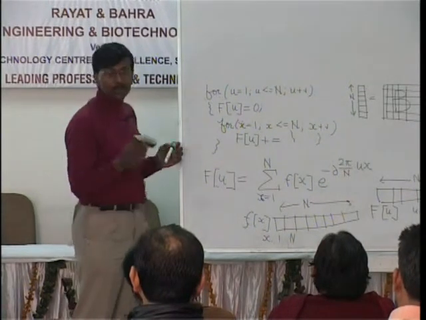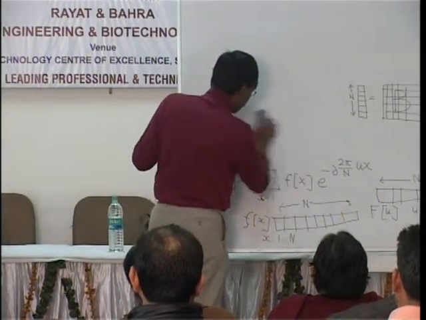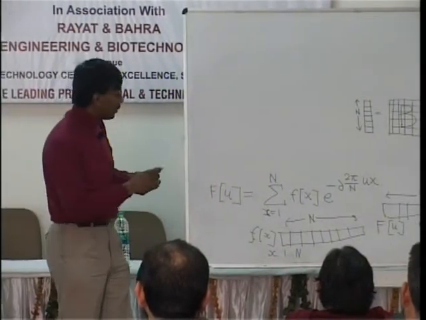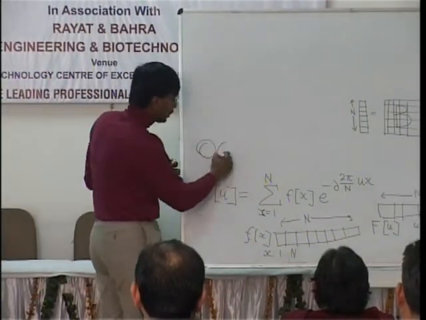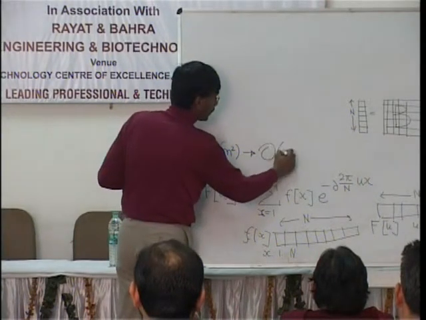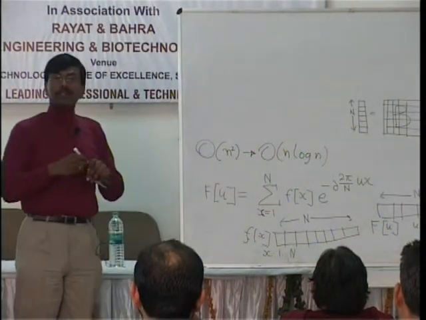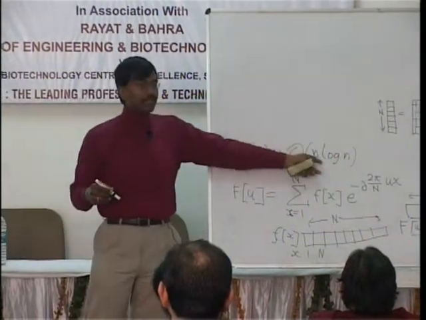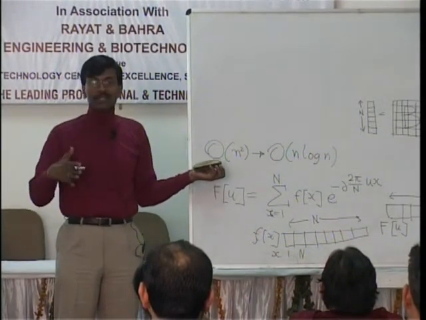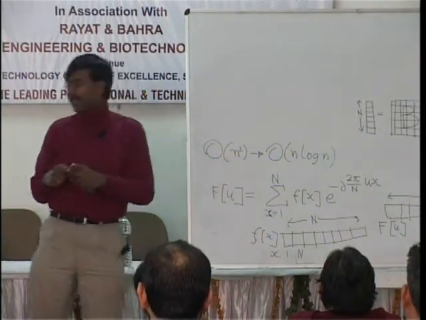Now these two people, Cooley and Tukey, came up with a very interesting algorithm which would reduce the time complexity of computations from order n squared to order n log n. Now n log n is obviously going to increase, but the rate of increase is smaller than n squared, because log is a sublinear function. And the way they got it is actually pretty interesting.